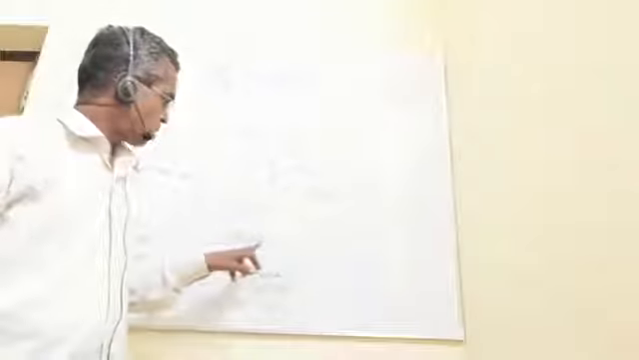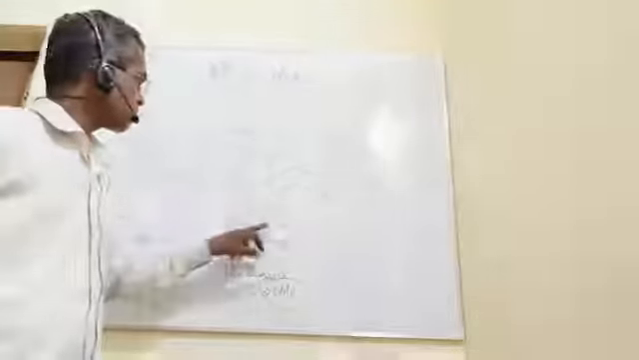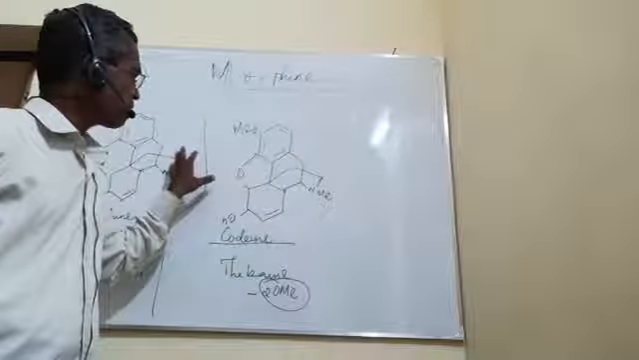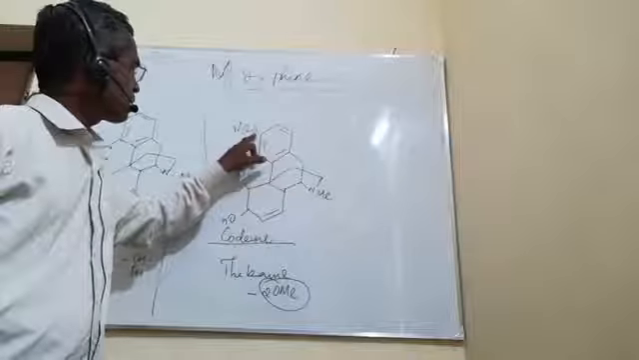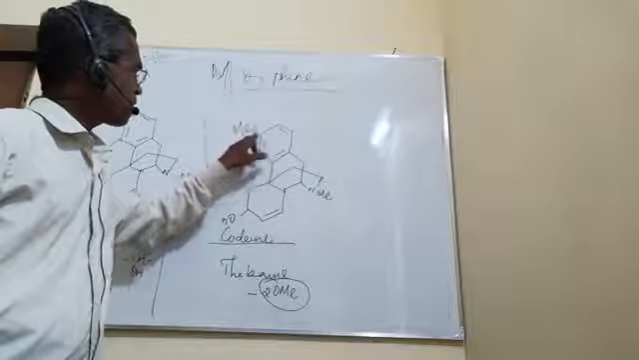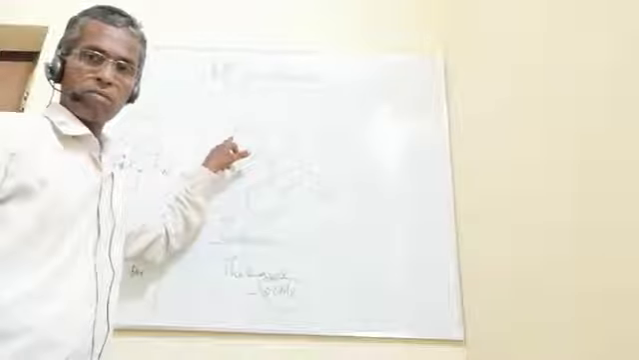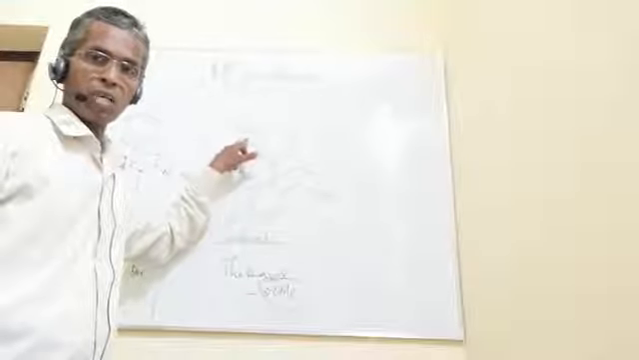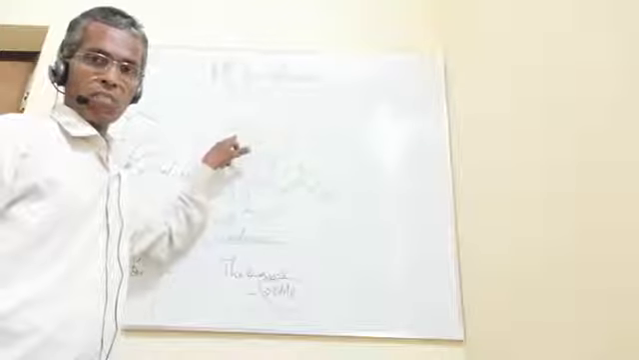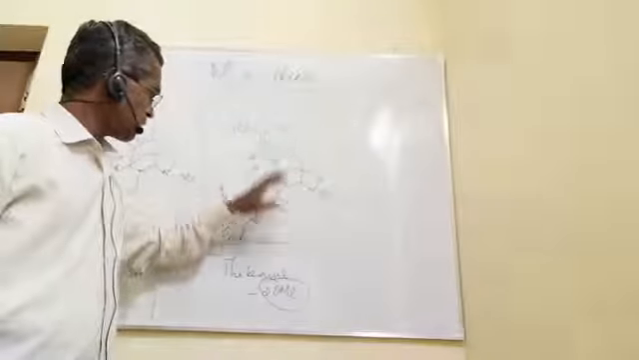Now come to the next structure, codeine, the second opium alkaloid. Codeine remains similar to morphine. The only difference is that one hydroxyl group is replaced by one methoxy group. OCH3 is there instead of OH. What we have in morphine as OH is replaced in codeine by one methoxy, that is OMe. The rest remains the same.